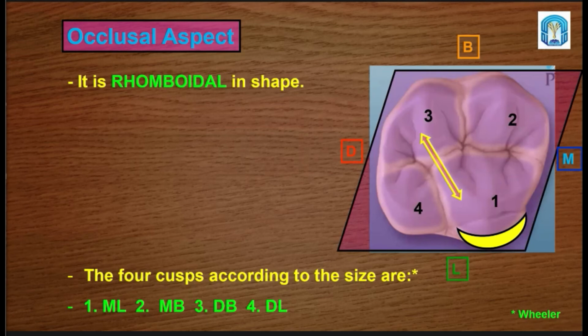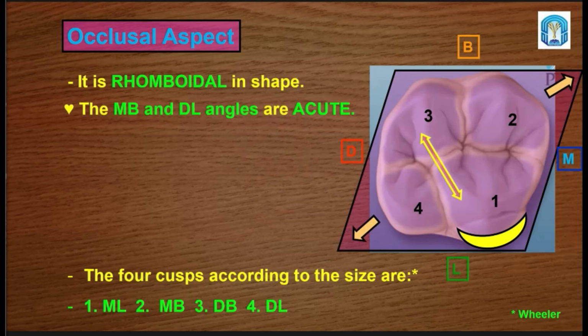It is rhomboidal in shape. You see the rhomboidal. This is a square. All the sides are almost equal, but the angles are not right angles. This is the mesiobuccal angle, and this is the distolingual angle. These are acute angles, smaller than 90 degrees. And this is the mesiolingual angle, and this is the distobuccal angle. These are obtuse angles, more than 90 degrees. This is the feature of the rhomboid. Two angles are acute, two angles are obtuse. You see here.